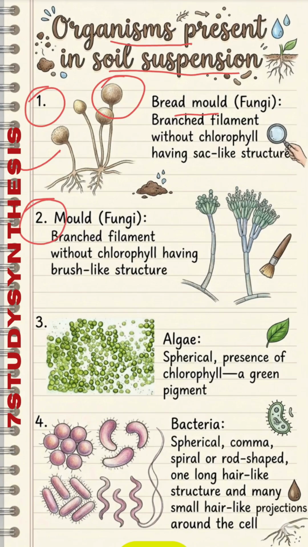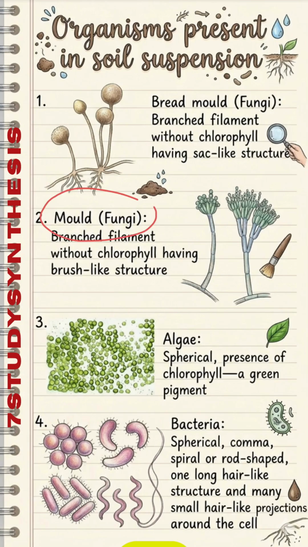Another organism is again mold, fungus, but this is penicillium, from which medicine penicillin was discovered by Alexander Fleming. This is also branched filament. This also does not have chlorophyll. Brush-like structure or finger-like structure, right?